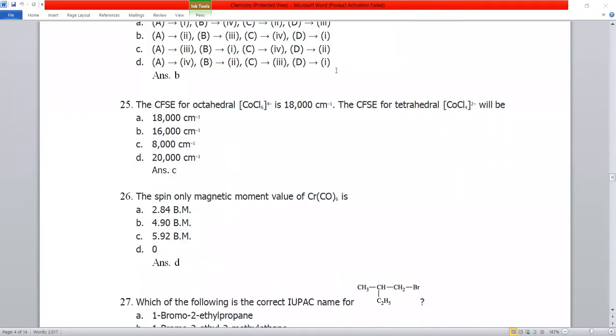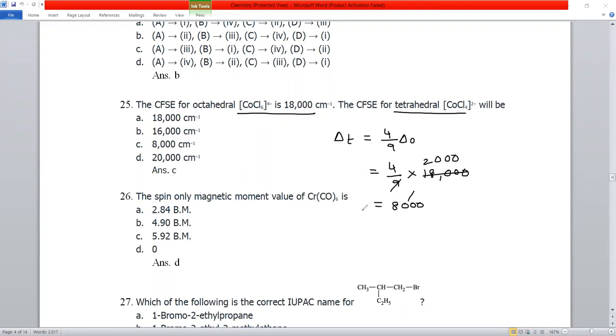Question number 25, students, they have given here CFSE values, cobalt octahedral complex they have given, and they are asking for the tetrahedral complex. The relationship we know here, del T equal to 4/9 into del naught. So del naught they have given here, we need del T. So 4/9 into del naught is how much here? 18,000 times 4/9 is 8,000 centimeter inverse is the answer. So option C is the correct one, student. This is the relationship between tetrahedral and octahedral.